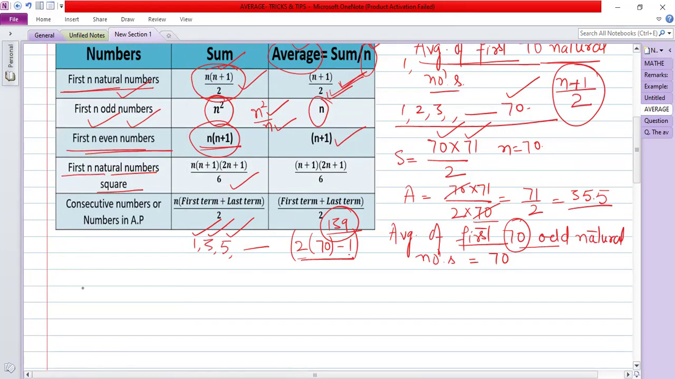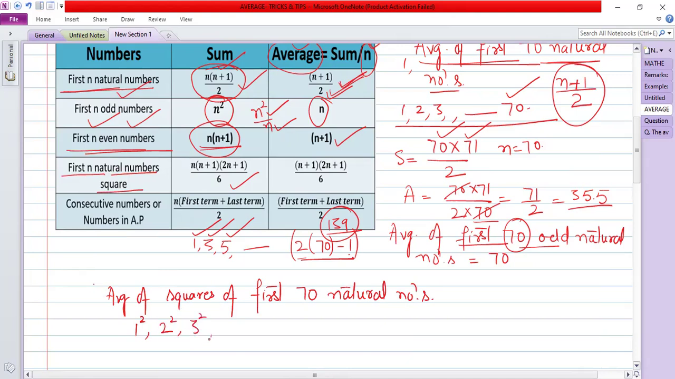So, for example, if someone asks us what is the average of the squares of the first, say, 70 natural numbers, that is 1 square, 2 square, 3 square, going on up to 70 square, then for that, this is the formula you can see. So here n is nothing but 70.